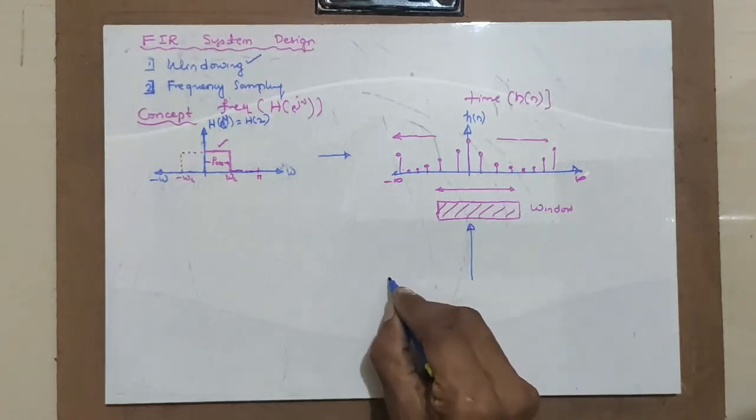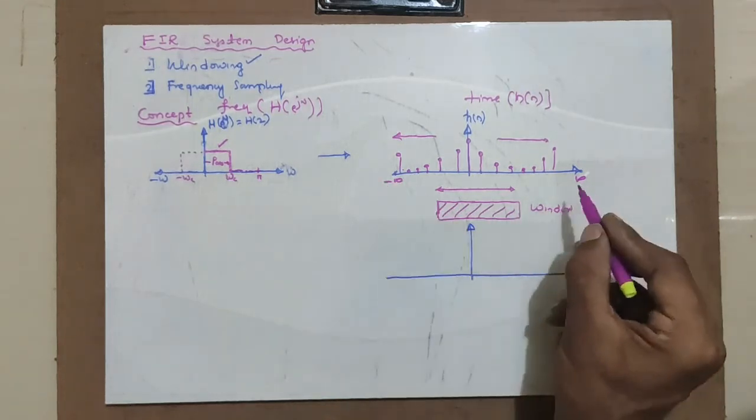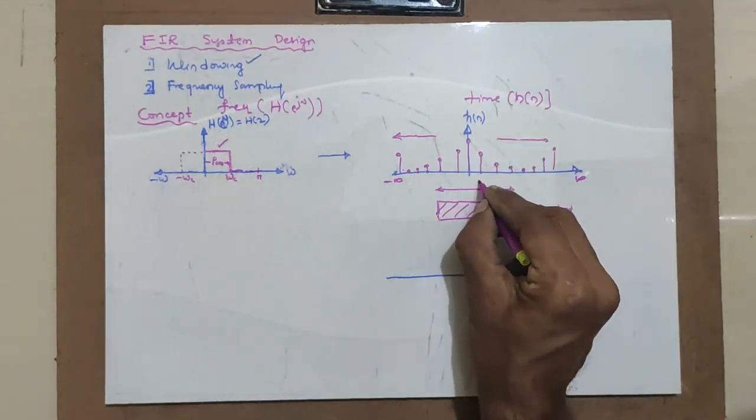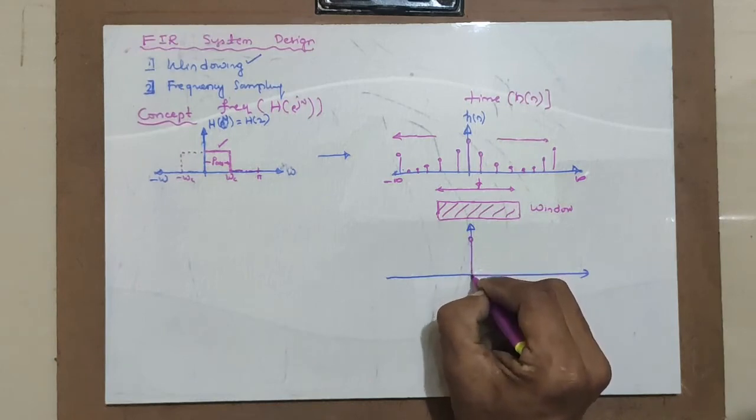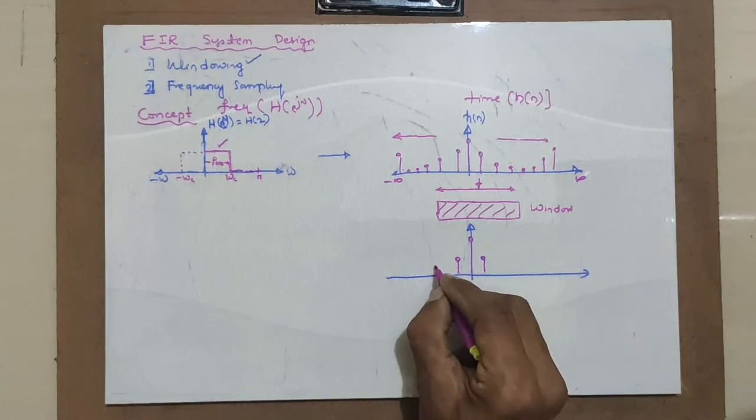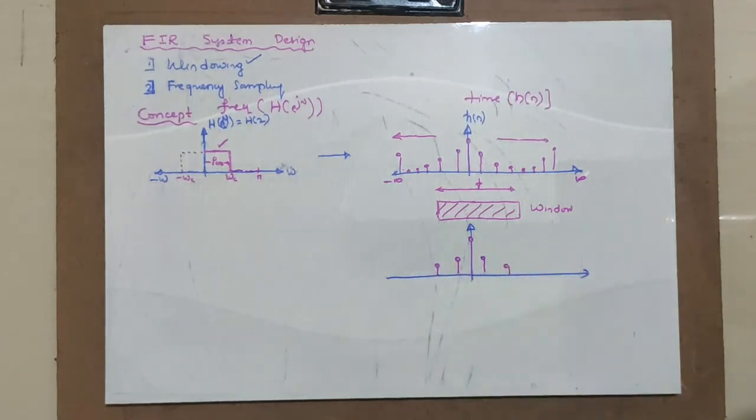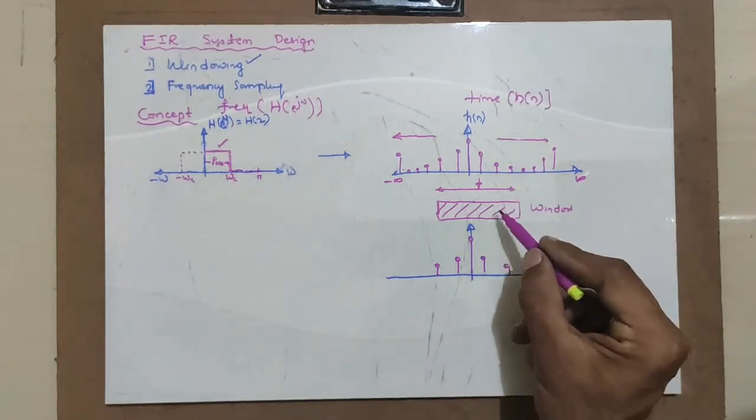What happens with h of n? Now h of n became not from minus infinity to infinity, because you have passed it through this window. This signal you have passed through the window. Hence it becomes something which is only limited. That's all, because you are passing this infinite sequence through the window.